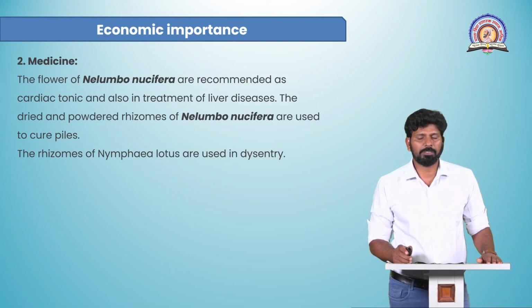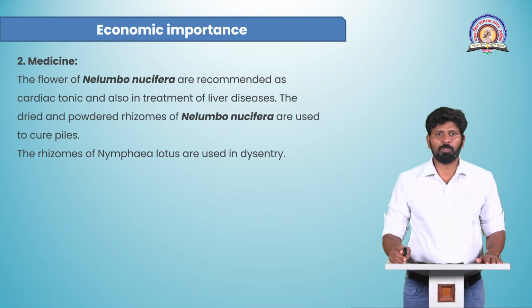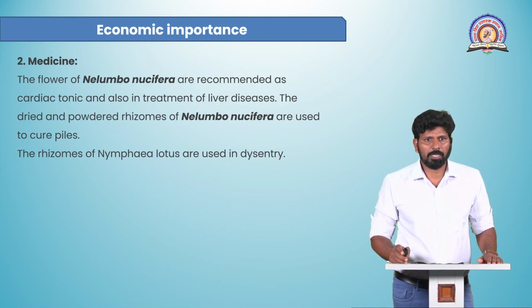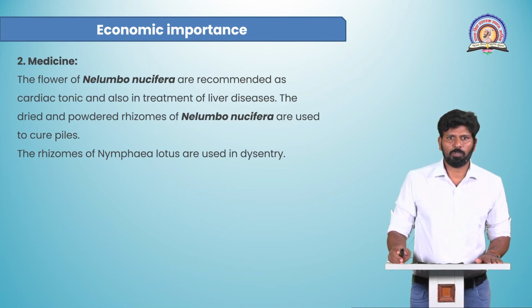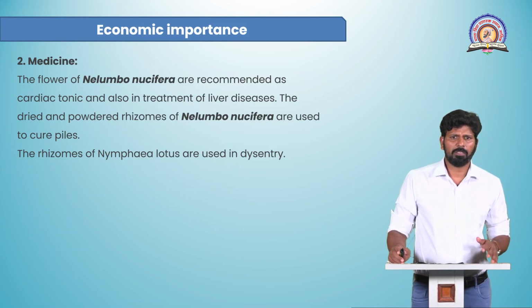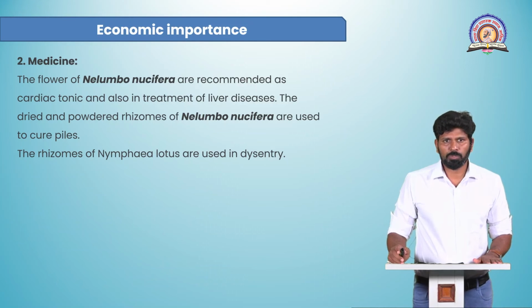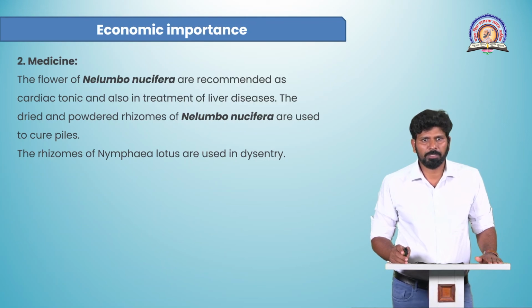Second is medicine. We can use the members of this family as medicine. The flower of Nelumbo nucifera is recommended as a cardiac tonic and also in the treatment of liver disease. The dried and powdered rhizome of Nelumbo nucifera is used to cure piles. Again, the rhizome of Nymphaea lotus is used in dysentery. So there are many medicinal uses of the members of the family Nymphaceae.